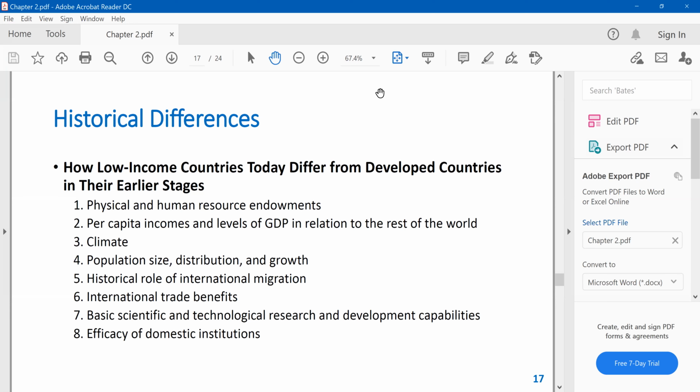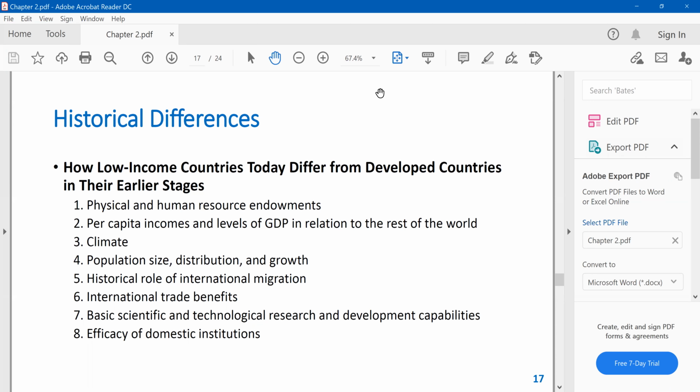So interestingly, of course, today's low-income countries or underdeveloped countries face a different world, face different constraints. So there are some differences. One type of differences is about physical and human resource endowments. Of course, countries differ geographically. We already discussed that, but also historically, there were some differences.